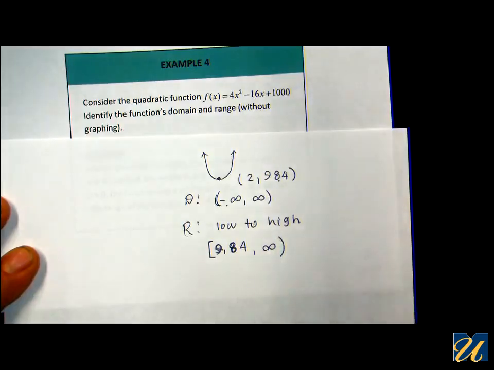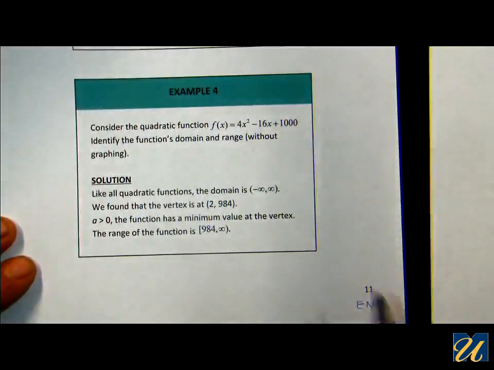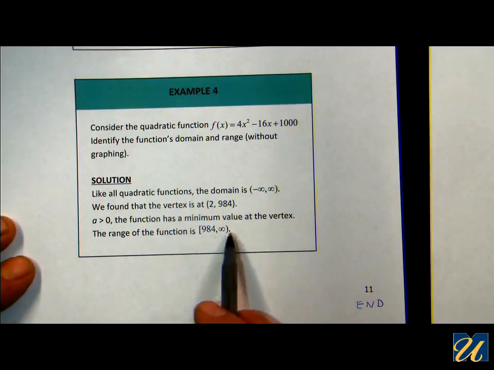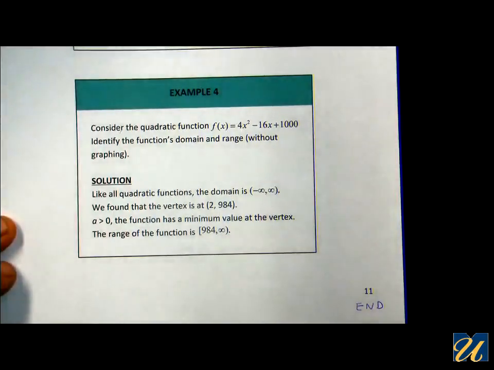Never include infinity, it's not a number. So that's what we're explaining here on the PowerPoint slide. The range of the function is the half open, half closed interval, 984 to infinity, low to high. That concludes the PowerPoint slide, and we'll carry on and do some problems.